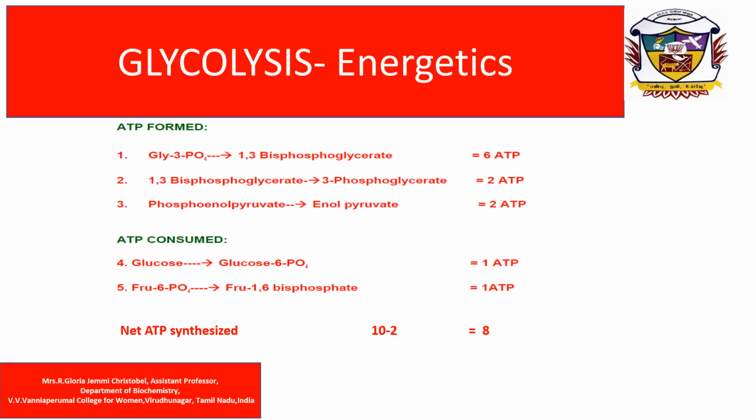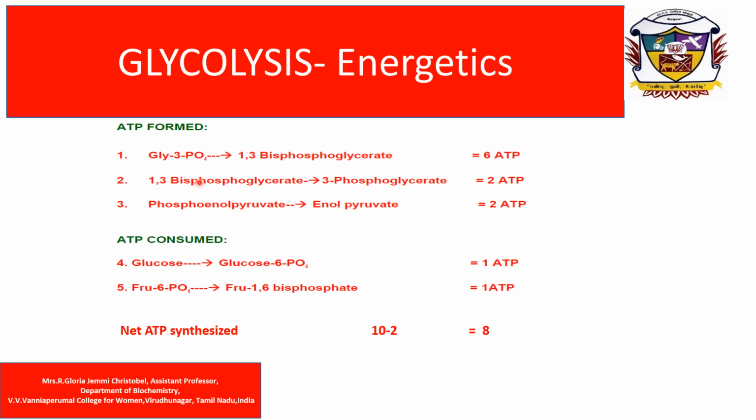Coming to the energetics calculation. As we saw, during the conversion of glyceraldehyde 3-phosphate to 1,3-bisphosphoglycerate, as I told, dihydroxyacetone phosphate may also be converted into glyceraldehyde 3-phosphate. In that case, there will be entry of 2 glyceraldehyde 3-phosphate. So 2 NADH will be produced, a total of 6 ATPs.